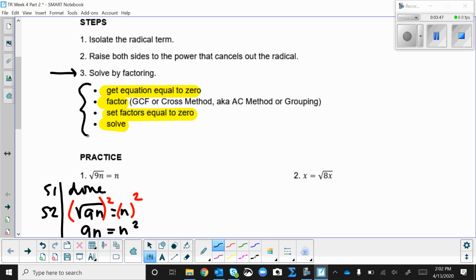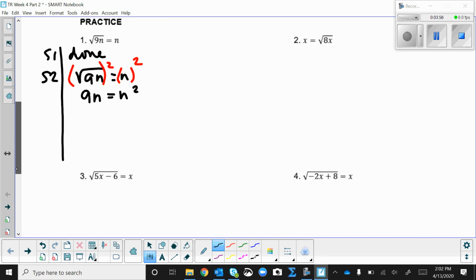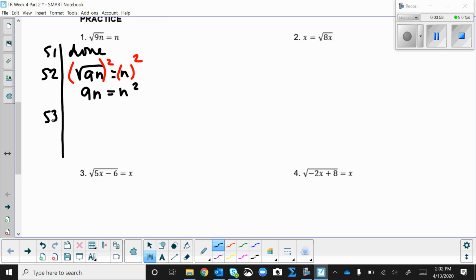And this is the basic method for that. The first part of step 3 is to get the equation equal to 0. You want to keep your squared term positive before you factor. And so what I'm going to do here is keep that n squared on the right because it's positive over there. To get everything equal to 0, I need to move what's on the left over to the right. So we're going to subtract that 9n from both sides. All right, so I have n squared minus 9n equals 0.